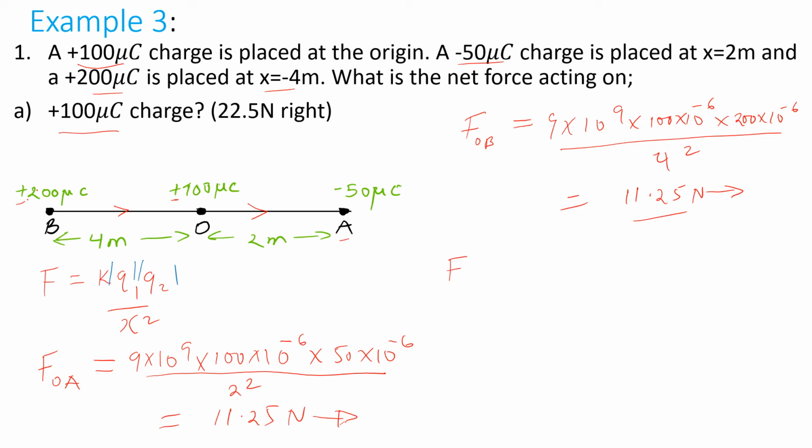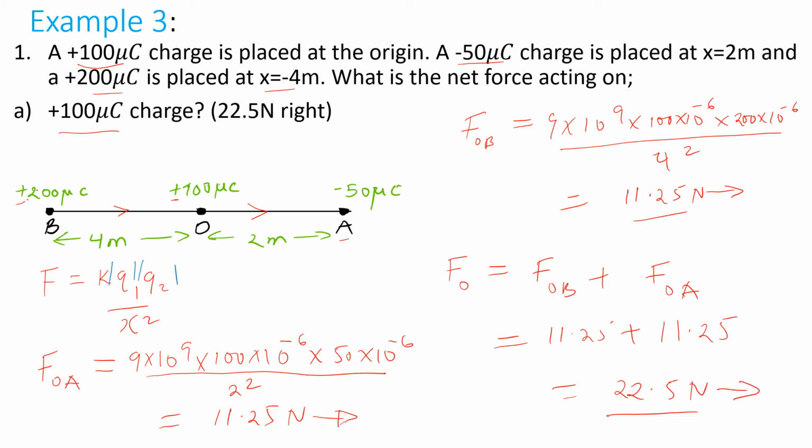The force on O is going to be a force on O due to B plus a force on O due to A. This is going to give us the summation of the two because they are all going in the same direction, which is the same as 11.25 plus 11.25, and this gives us 22.5 Newton, and it's positive, therefore it's also to the right.